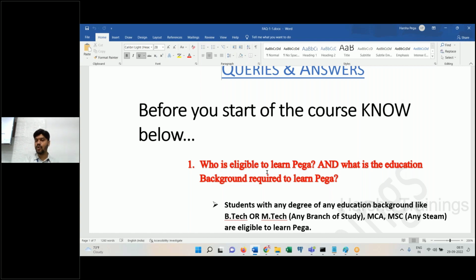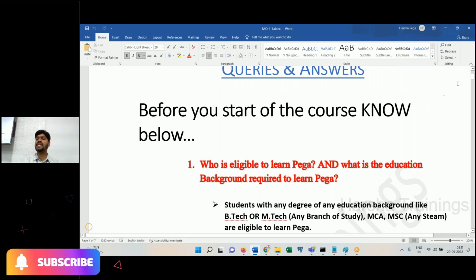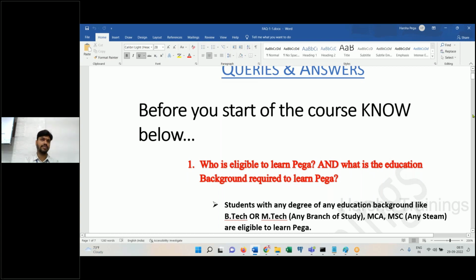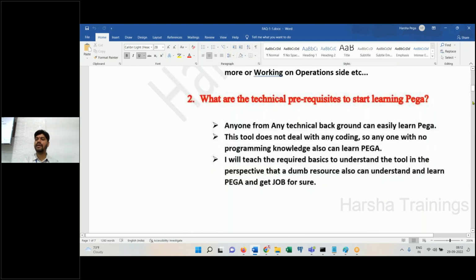Okay, and now who is eligible to learn Pega? From any education background, anyone can learn Pega. There's no problem. The hiring is there for all degrees. And technical prerequisites to learn Pega. See, whenever you are learning PRPC, you need to fully focus on learning and understanding it from the basic level to the in-depth.